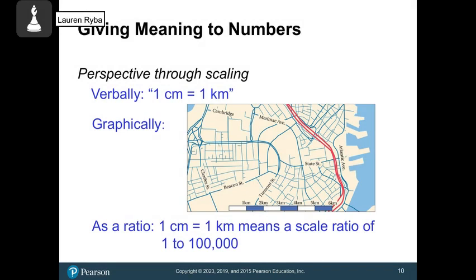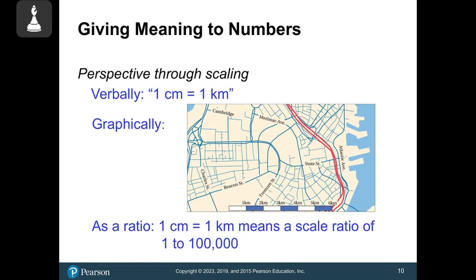Another way that we can put numbers in perspective is when you look at something like a scale on a map. This map here has this grid on the bottom where it says this represents 1 kilometer, this represents 2 kilometers, 3 kilometers, and so on. And the distance here is actually a centimeter. So if you took a ruler and lined it up here, 1 centimeter represents 1 kilometer, and then 2 centimeters is 2 kilometers.